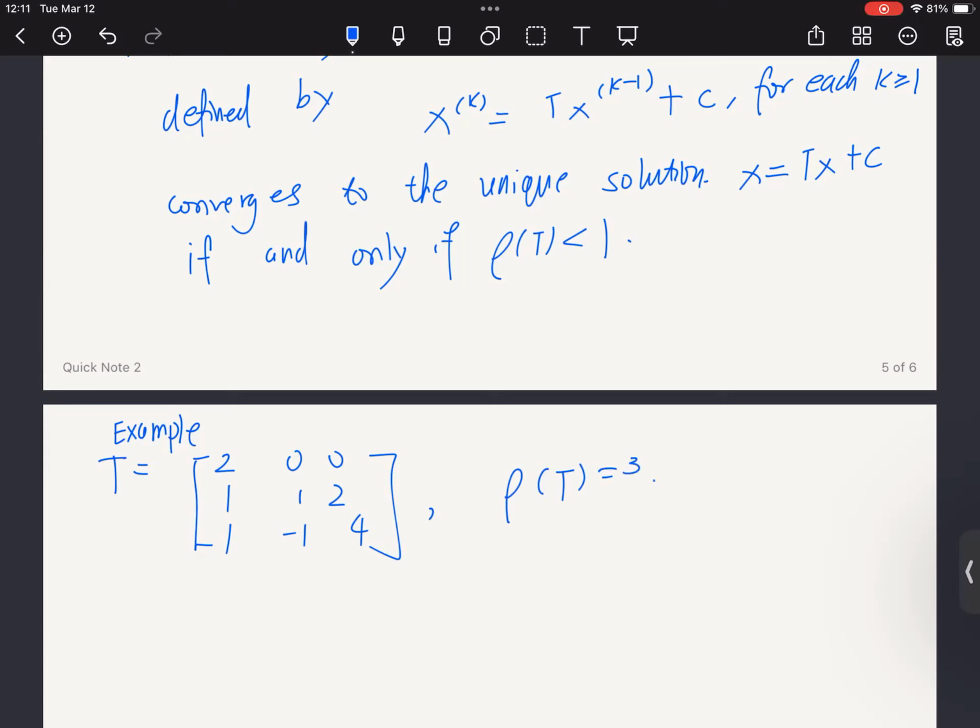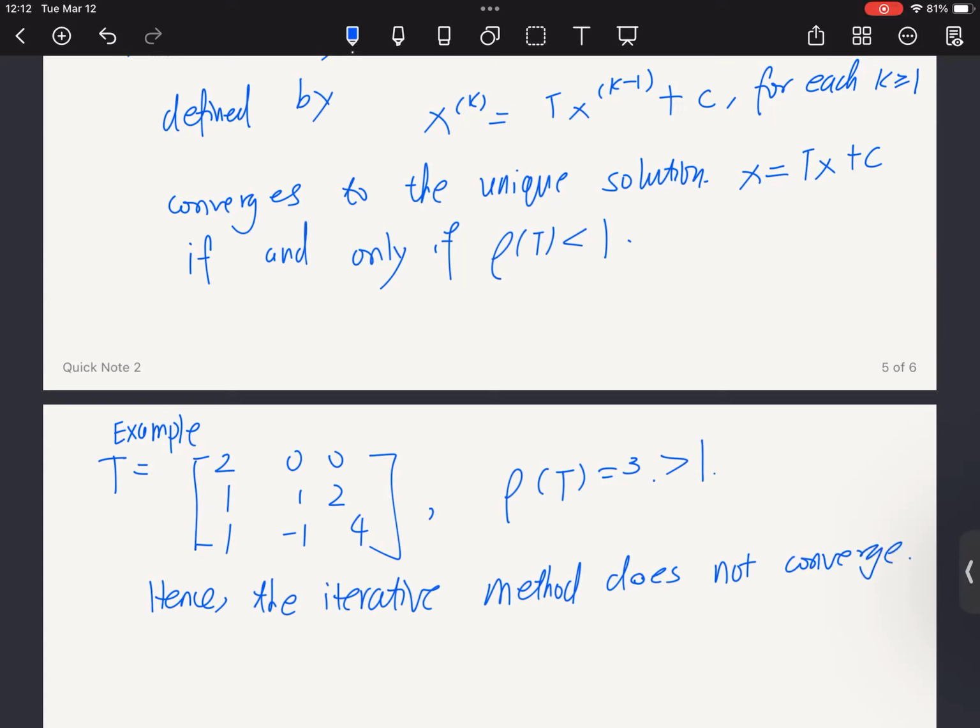So could you tell me, if we have an iteration method with this T matrix, does the method converge by the theorem above? The spectral radius is equal to 3. No. Why? Because we require the spectral radius to be smaller than 1. Here, after the calculation, you get the iteration matrix, and the spectral radius is bigger than 1. Hence, the iteration method does not converge.